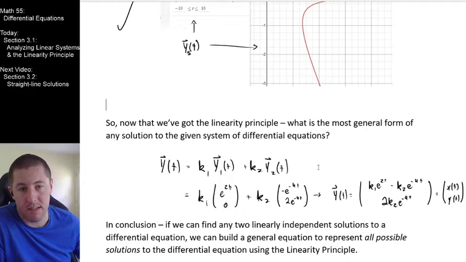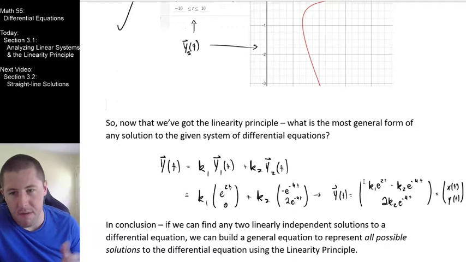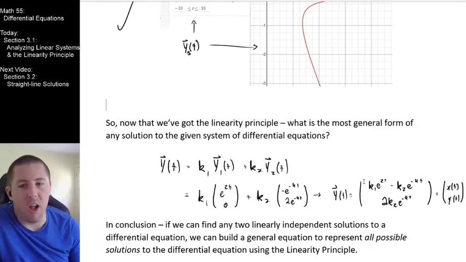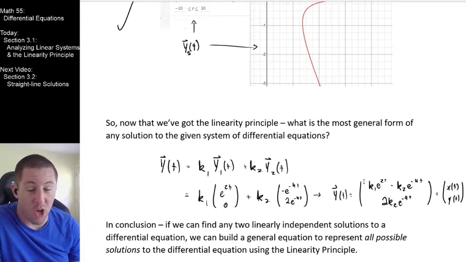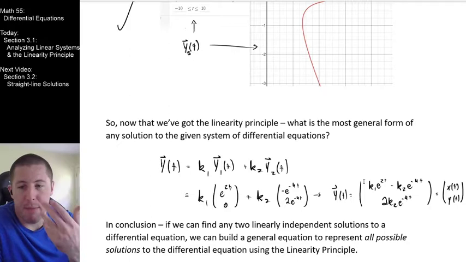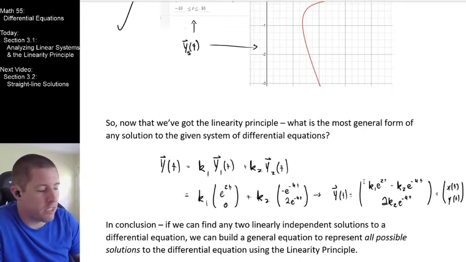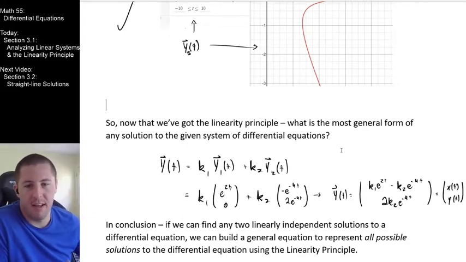So what this says to me is this: if I want to find the general solution to any linear system of differential equations, all I ever have to do is find two solutions and verify that they're linearly independent. And then we can just take all linear combinations of them and we've got everything. So we've boiled down our problem of finding a general form for an infinite number of solutions to a system to just saying all we've got to do is find two, verify that they're linearly independent, combine them with K1 and K2, and we've got everything. That's really, really, really powerful here. This linearity principle is wildly important for this chapter to be manageable and not a graduate level topic.